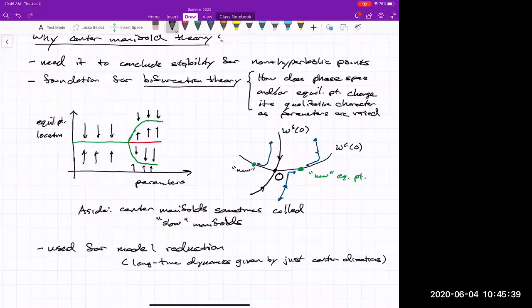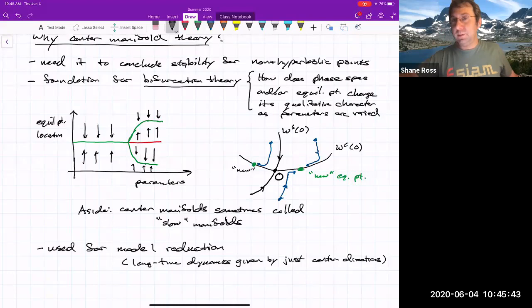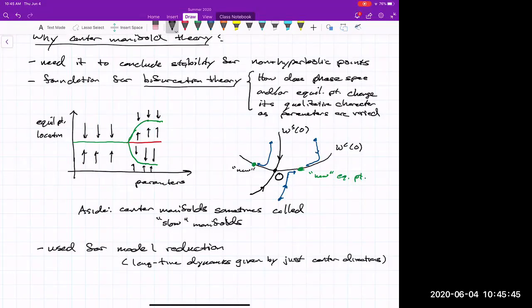A question regarding the connection to bifurcation theory. You said that for new equilibrium points to show up, they have to be in the center manifold of an existing equilibrium point. So when there are no existing equilibrium points and you get that kind of bifurcation where they suddenly show up, does that mean that there's already a center manifold-like structure in that area?